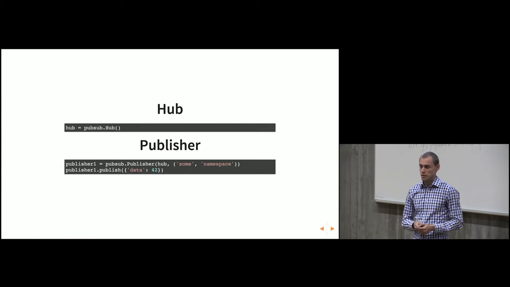Some code samples. You create a hub. That's a global object that you need to pass around your process. That's unfortunately what you have to do, but it's the only one. Then you create publishers. You tell them you're going to be publishing under this namespace, and this is the hub that you will be publishing to. And then you just call publish and send data to the hub. And that's all you care about as a publisher.